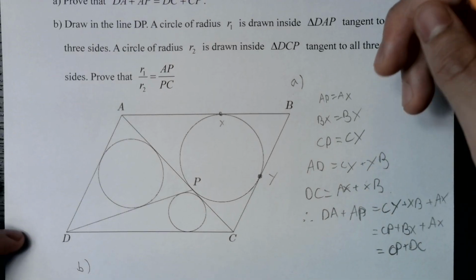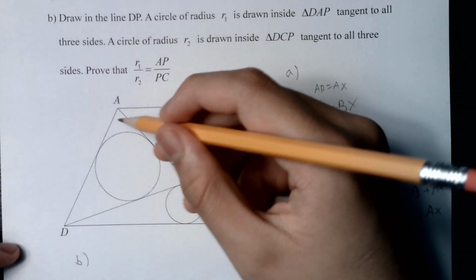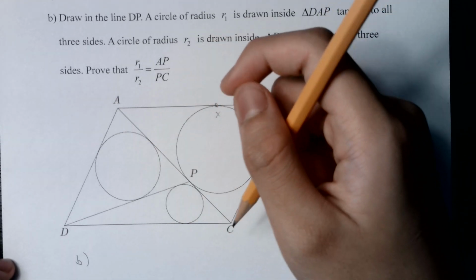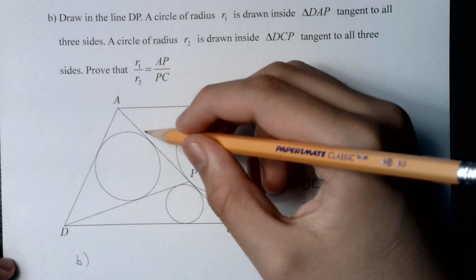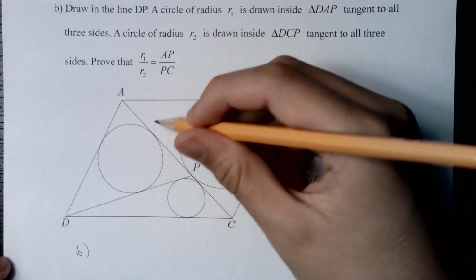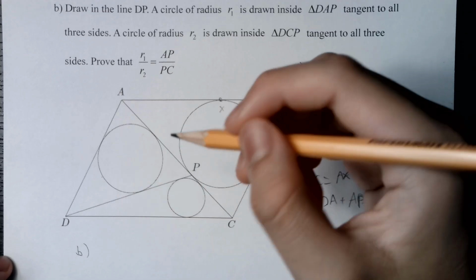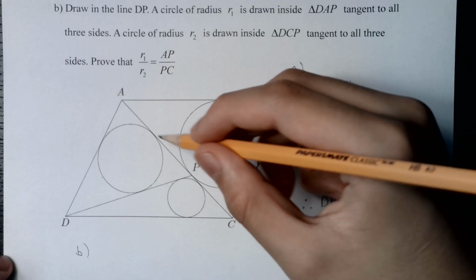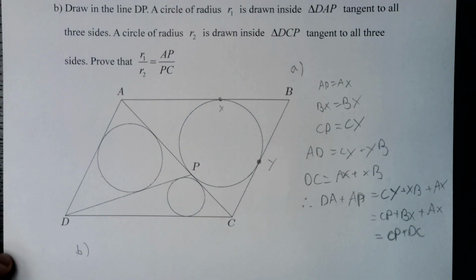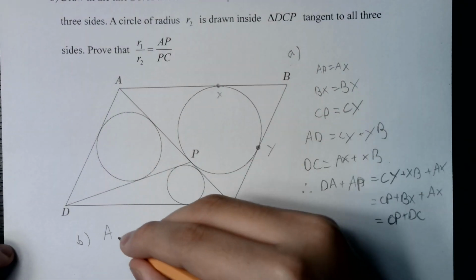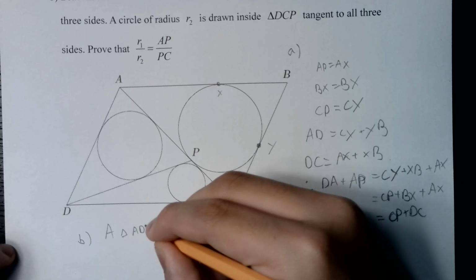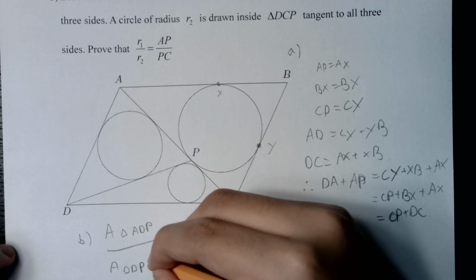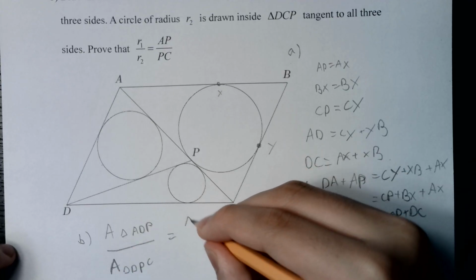To solve this, we can see that the ratio of the areas of triangles ADP and PDC is also just the ratio of AP to PC. Why is this? It's pretty simple. They both share a base on the same line, and their height is the same: the perpendicular from point D down to AC. So we can write that the area of triangle ADP divided by the area of triangle DPC is equal to AP divided by PC.